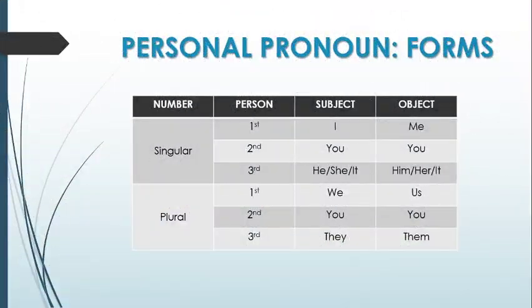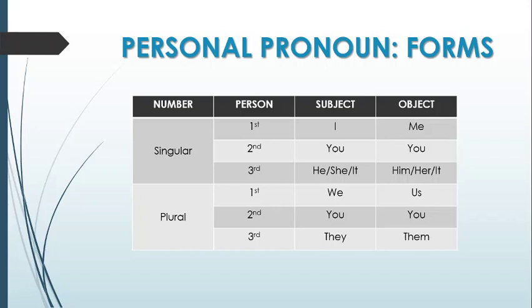You can see here that in this chart we have two particular sections, singular and plural. And then there are the persons, first person, second person and third person, repeated in singular and then in plural. So the subject in singular, first person is I and the object is me. In second person singular, the subject is you and the object remains the same, you. In third person singular, the subject becomes he, she or it. They replace any third person name and the object becomes him, her or it.